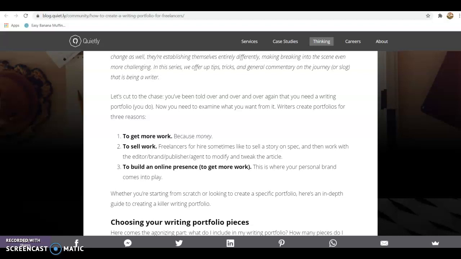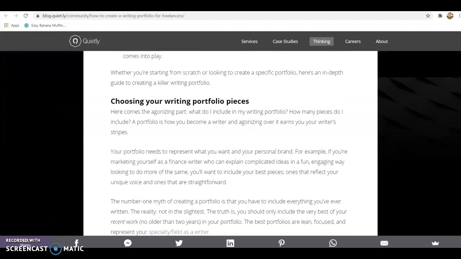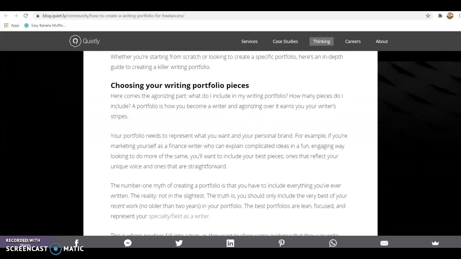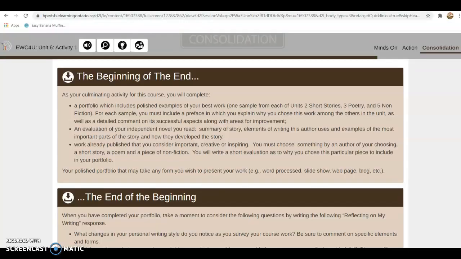So in addition to the purpose as to why you're creating a portfolio, in this case, is to show your teacher, your instructor, what you've learned throughout the course. And one of the important pieces that you're going to have to do is choose what to include in your portfolio. So that's just a little bit of background as to what exactly this activity is asking you to do. So let's look at Unit 6, Activity 1.